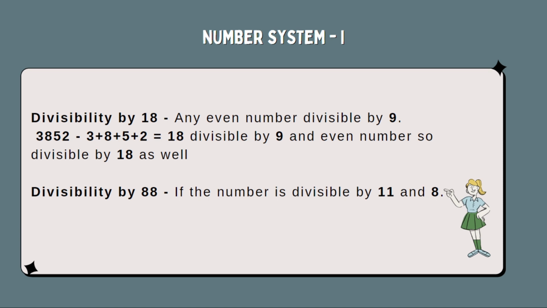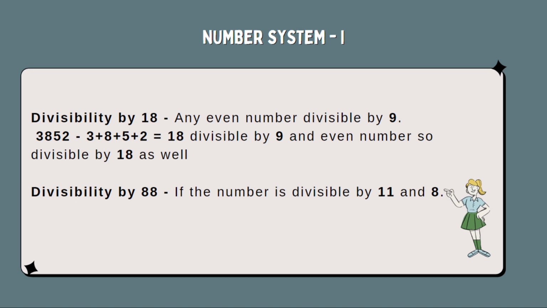Next, divisibility by 18. Any even number divisible by 9, or you can say any number that is divisible by 2 as well as 9. Okay, I have taken an example of 3852. Only an even number can be divisible by 18. Odd numbers can never be divisible by 18. So whenever you see an odd number, you don't have to check. You can just say this is not divisible by 18. It's 3852. This you have to check because this is an even number. So 3 plus 8 plus 5 plus 2 will give you 18, and 18 is divisible by 9. This means it is divisible by 18 as well.